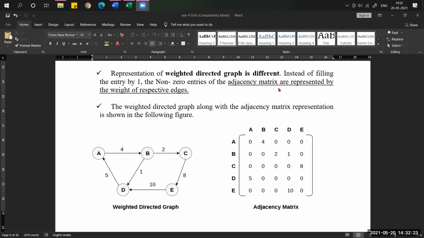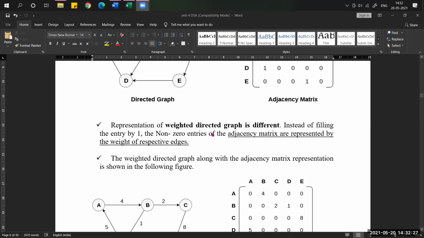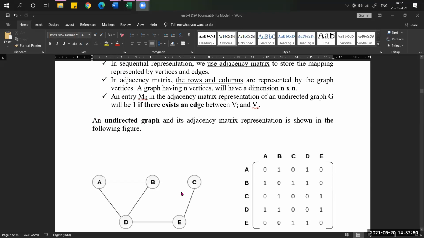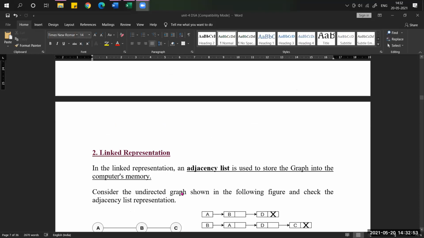So all these three types of representation belong to sequential representation. This all belongs to only the first way, that is sequential. Why do we call it sequential? Here we are arranging the data in row and column way. That's why. Now what is the second way? Let's see.